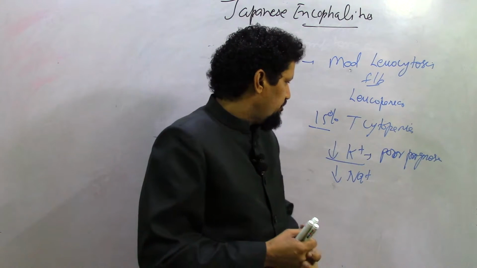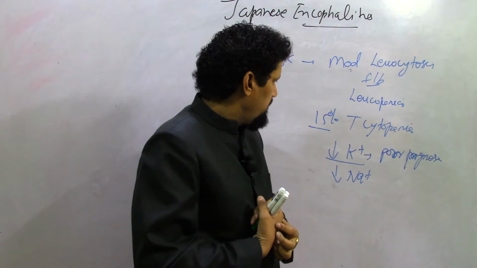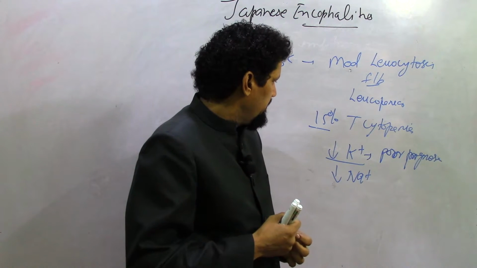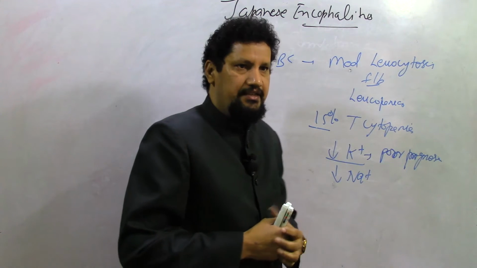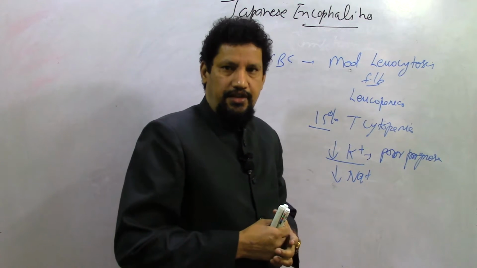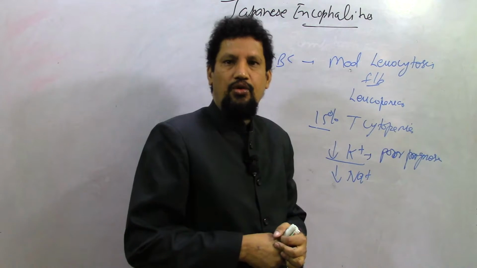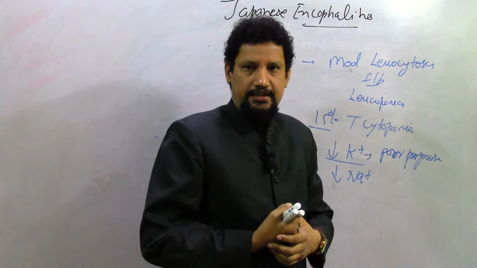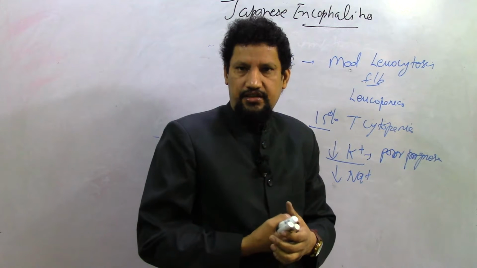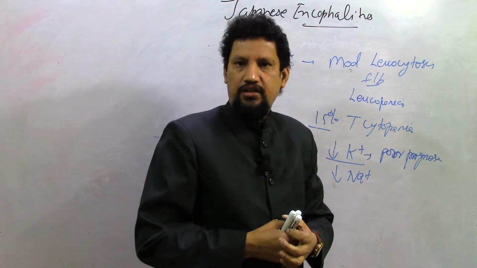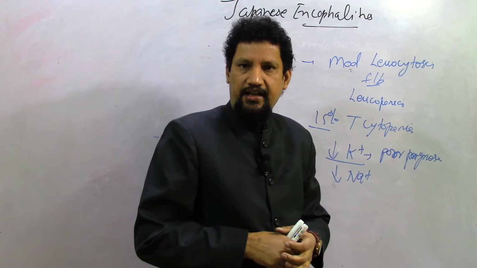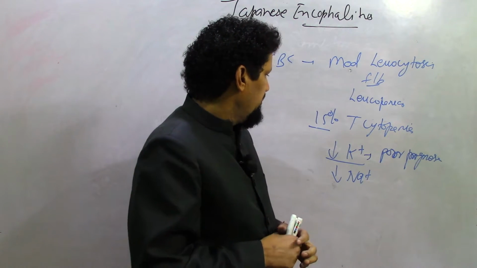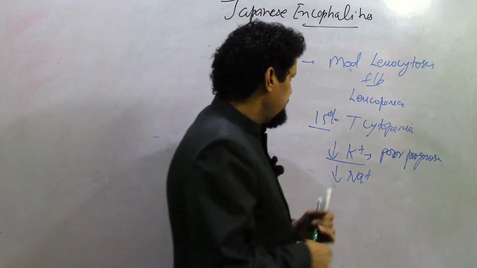The other poor prognostic features are the age less than 10 years and low circulating immunoglobulins in the CSF and high concentration of virus or the viral genetic material in CSF, all are having very, very poor prognosis.